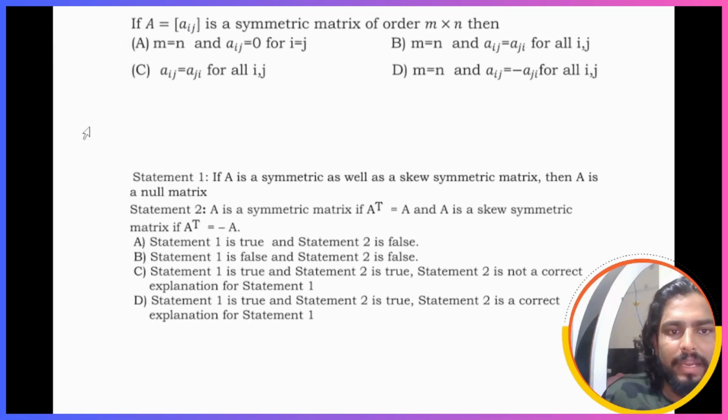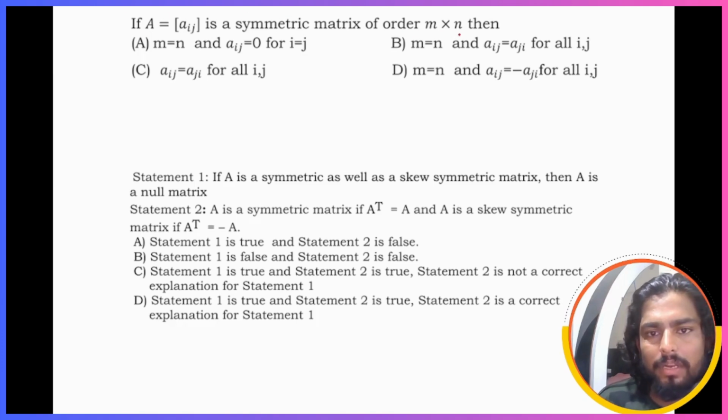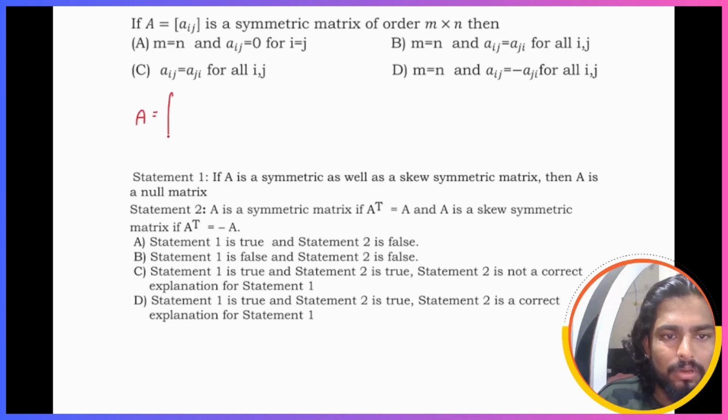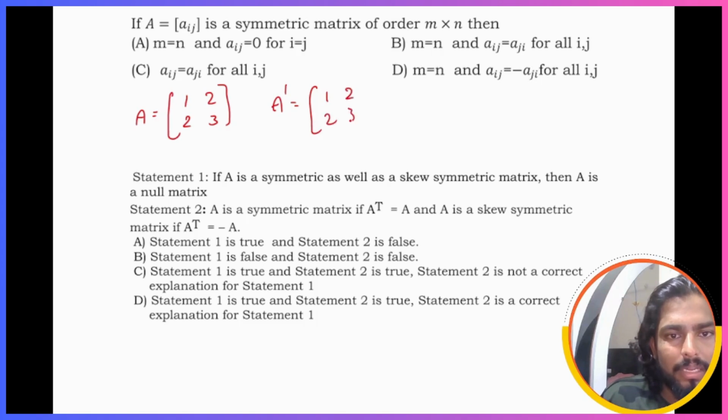Next question. If Aij is a symmetric matrix of order m cross n, then m is equal to n, Aij is equal to 0 for i is equal to j. So a symmetric matrix, for example, A is equal to [1 2; 2 3]. Okay, so take A dash, children. A dash is equal to 1 2 2 3 only. So A and A dash are the same. So we can write A dash is equal to A. This is what a symmetric matrix is.